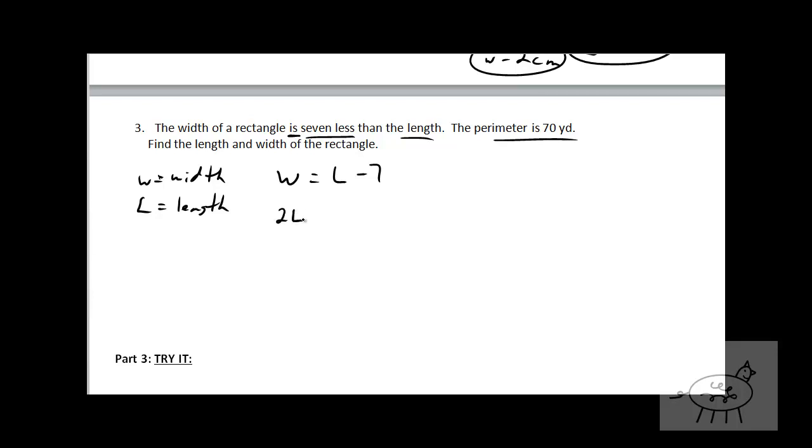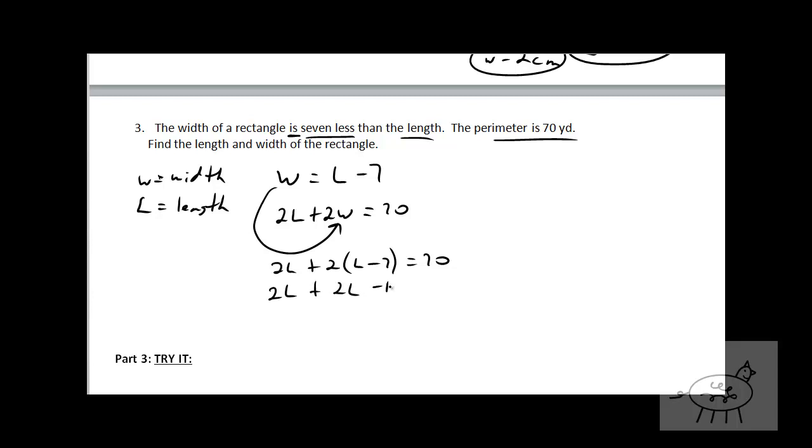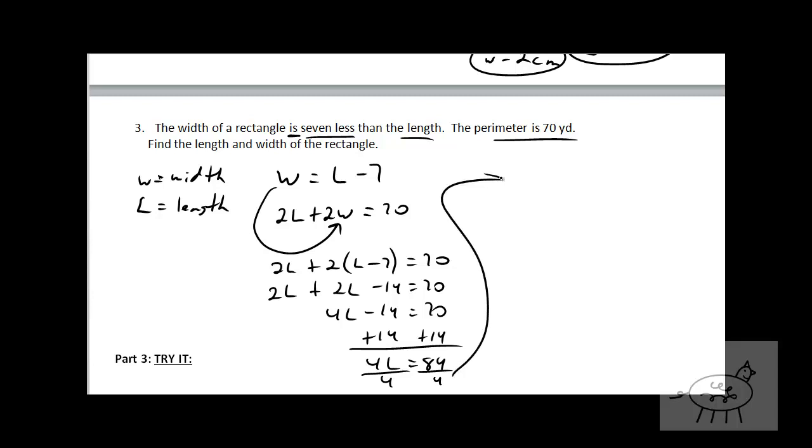So 2L plus 2W equals 70. Okay, so we just plug that in. So it's 2L plus 2 times L minus 7 equals 70. So 2L plus 2L minus 14 equals 70. So 4L minus 14 equals 70. Add 14 to both sides. So 4L equals 84. Divide by 4. So go up here. L equals 21. And the units are yards. So 21 yards.